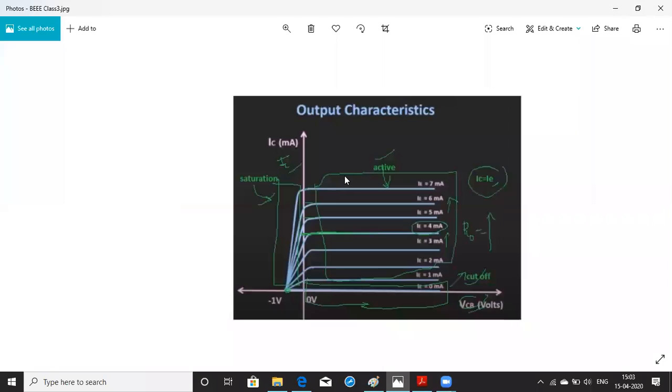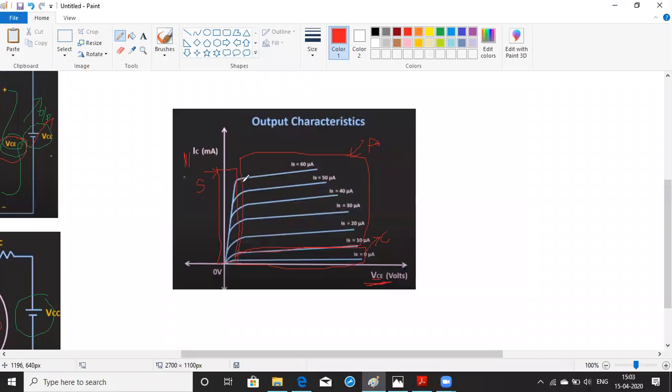See, in this output characteristics, the curve is exactly constant, exactly parallel to the x-axis, but this is not happening in the common emitter. This is not exactly parallel to the x-axis, this is not constant. If you want, you can observe the difference. Whenever you increase this VCE voltage, the collector current is also increasing. It is not remaining constant.